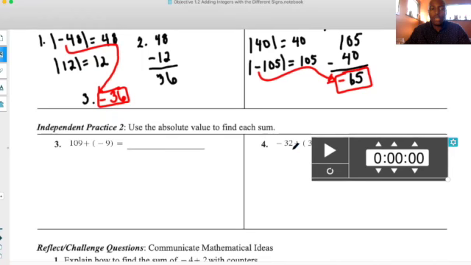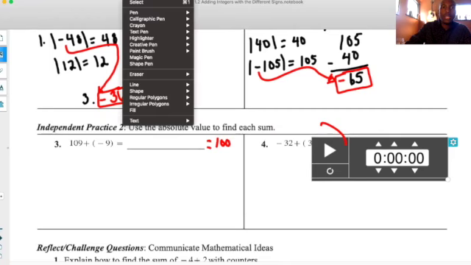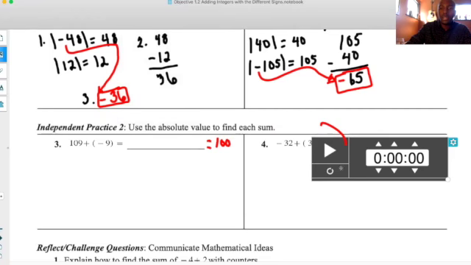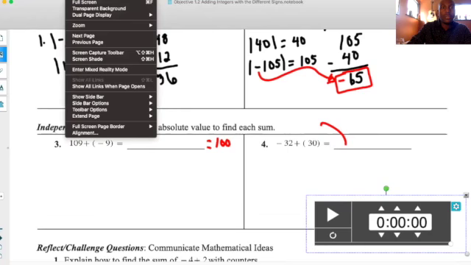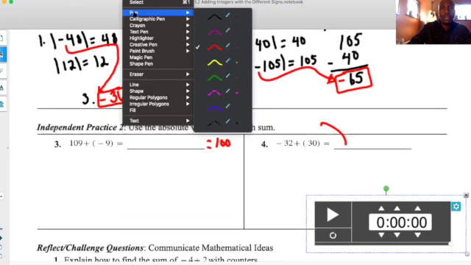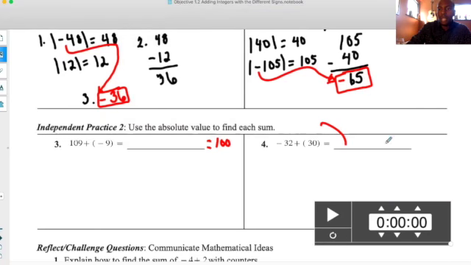For questions 3 and 4 of independent practice 2, you should have got these answers when you go to practice, okay? You should have come out with the answer of 100. And you should come out with the answer of negative 2.